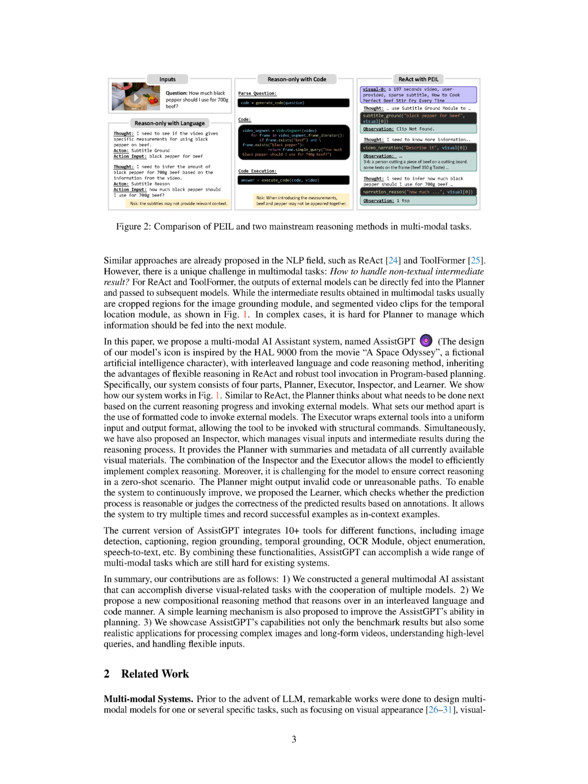Section Summary. The paper discusses the limitations of single large language models, LLMs, in AI assistants and proposes a solution of integrating multiple domain experts to tackle complex tasks. The proposed multimodal AI assistant system, named AssistGPT, uses an interleaved language and code reasoning method and consists of four parts: planner, executor, inspector, and learner. The system integrates 10+ tools for different functions and can accomplish a wide range of multimodal tasks, including processing complex images and long-form videos, understanding high-level queries, and handling flexible inputs.